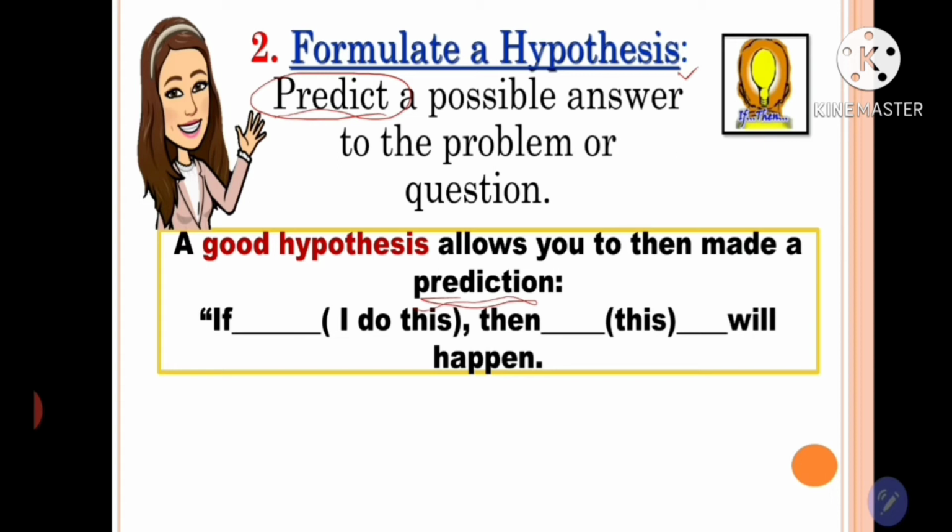So always remember that there is a good question. If there is a good question, there must also be a good hypothesis. So how will we identify if your hypothesis is good or bad? Okay, so very simple. If your hypothesis answers the question how, therefore it is a good type of hypothesis. For example, if I do this, then this will happen. Okay, example.